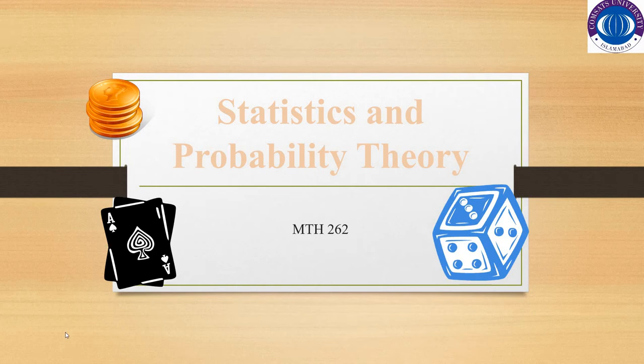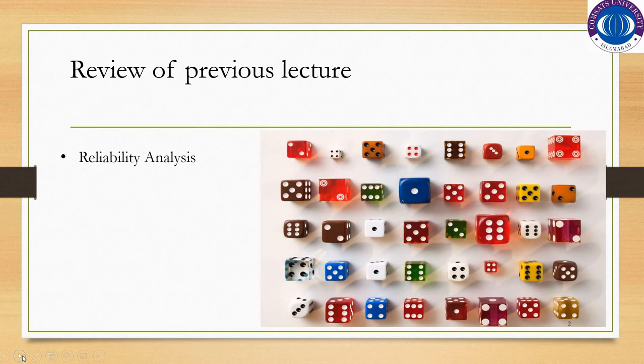In the previous lecture we have studied reliability of the system. What is reliability of the system? Probability of working of any system is the reliability of that system. How do we find the reliability? We usually use the previous laws of probability, that were the addition law of probability and the multiplication law of probability, to find the reliability of the system.